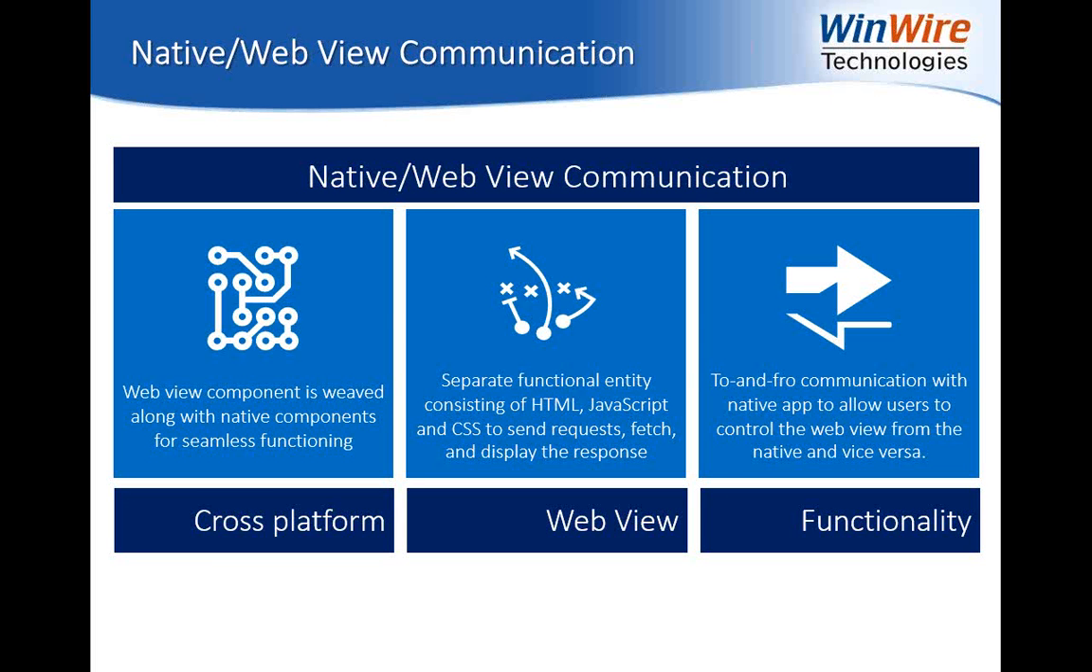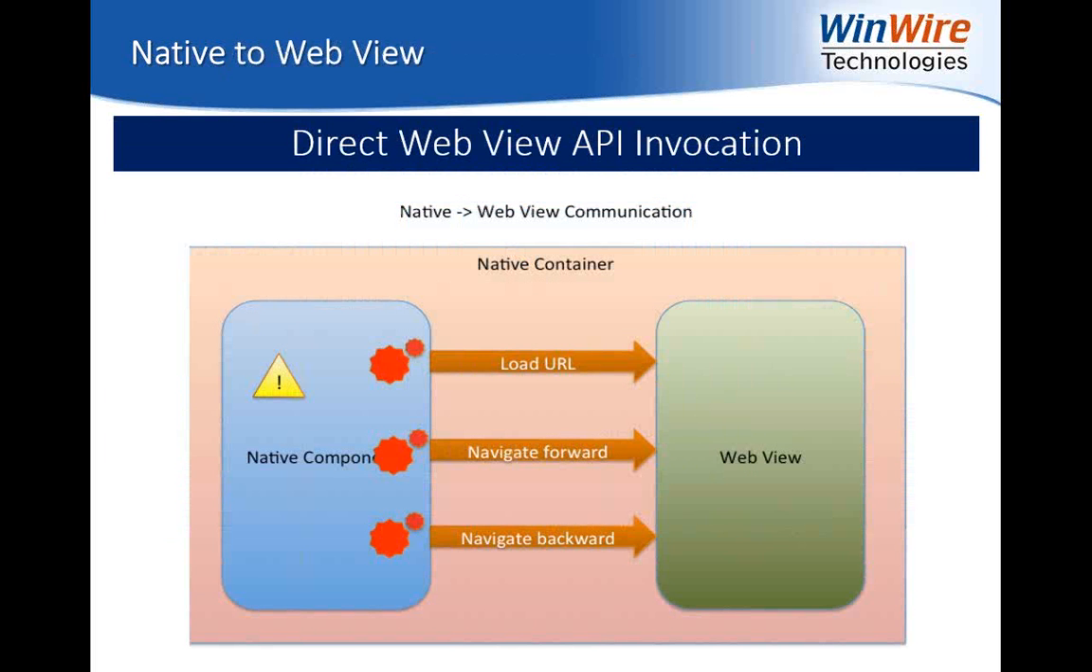The web view component can be treated as a somewhat separate functional entity, the main purpose of which is to send requests to web servers, fetch and display the response, which consists of HTML, JavaScript, and CSS. Using certain functional aspects of the web view component, to and fro communication with the native app can be achieved to allow users to control the web view from the native component and vice versa. So we will be exploring these three different kinds of communication types, starting with the direct web view API invocation.